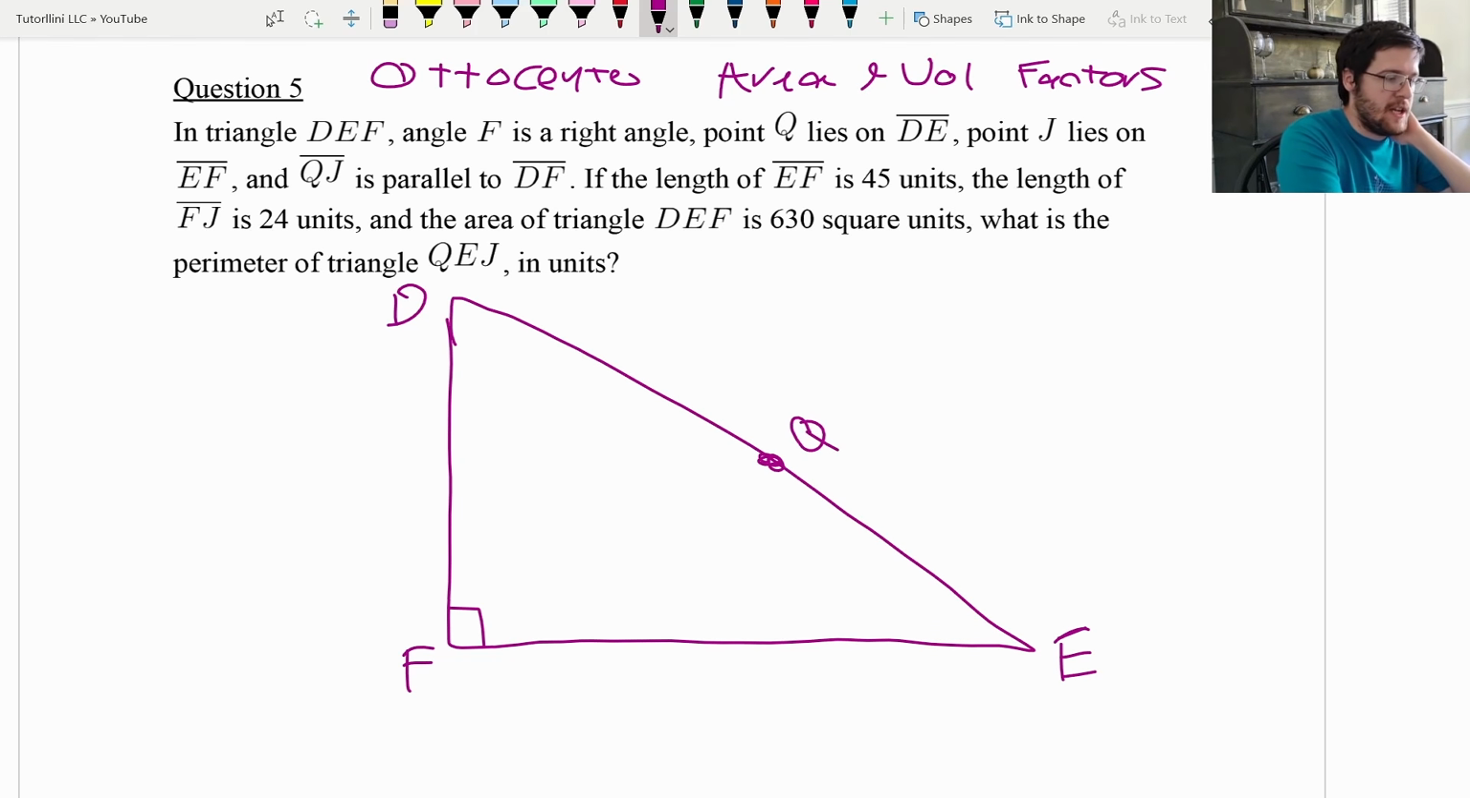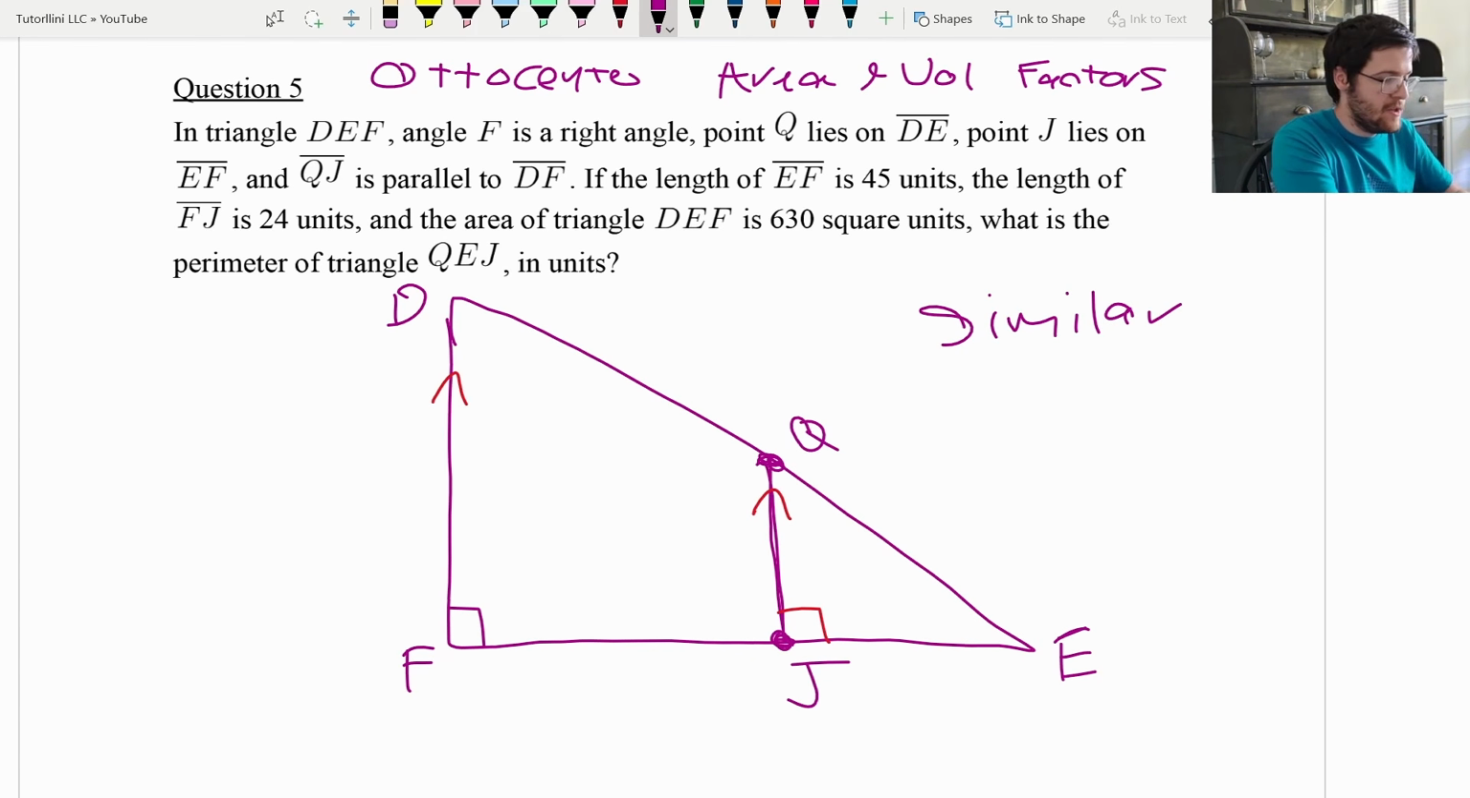And then point J lies on EF such that it forms a parallel line. So I'm going to put it right here below. So this is point J. And then I'm going to connect them. And it says it's parallel to DF. So that guy's parallel to this guy. And you see we got a triangle within a triangle. The parallel lines mean a bunch of the angles are going to be the same. So these are two similar triangles. Almost anytime you got a triangle within a triangle on the SAT, you should be thinking of similar triangles.